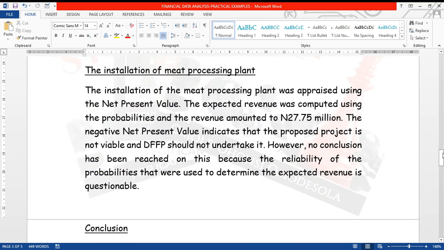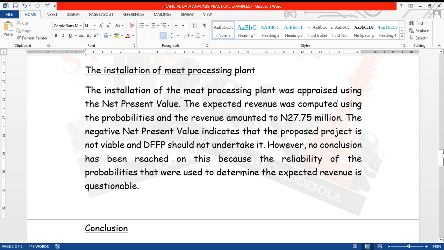In this case, now we're giving data. We could calculate, we could compute, right? So the installation of the meat processing plant was appraised using the net present value. So tell us, what was the tool you used? That's the first thing. What was the financial tool you used? Now we didn't talk about any financial tool when we were looking at the contract supply service. Like I said earlier, they didn't give us information. So we told them to go back and reevaluate.